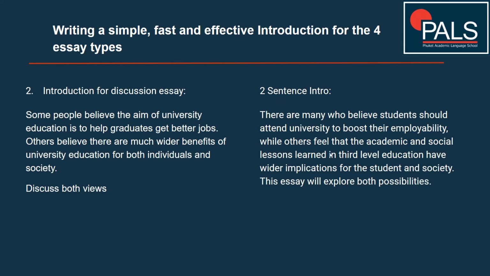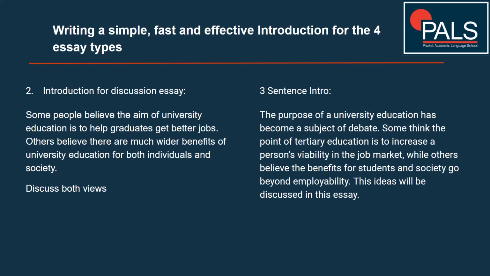Okay, notice I didn't give my opinion here at all, and this quite long first sentence clearly paraphrases everything that's going on here. Okay, it's a big paraphrase. There's lots of good vocab in there as well. Boost their employability, that's quite nice. Academic and social lessons learned. Third level education, another way to say university education, have wider implications. Wider implications means wider effects or wider impacts. So yeah, that's a 2-sentence intro for that.